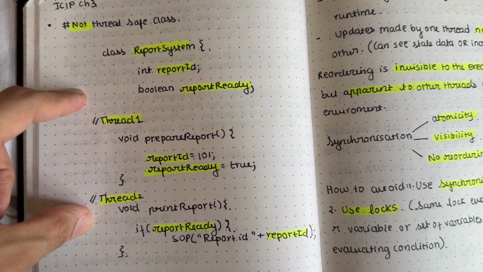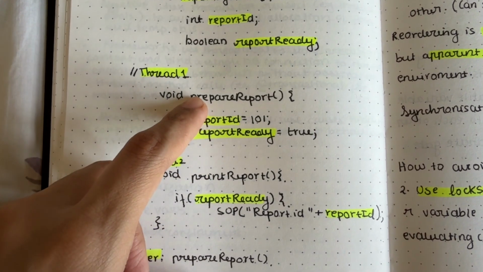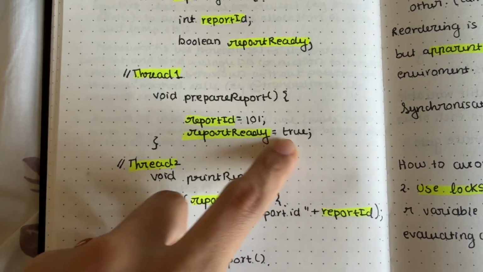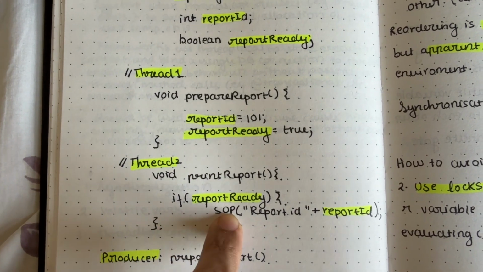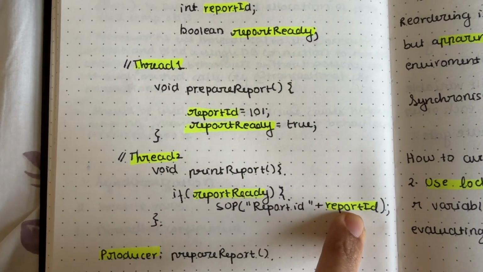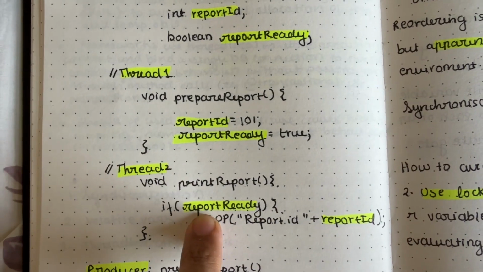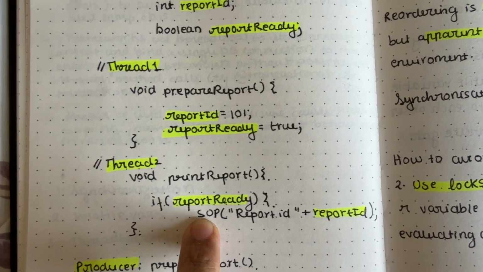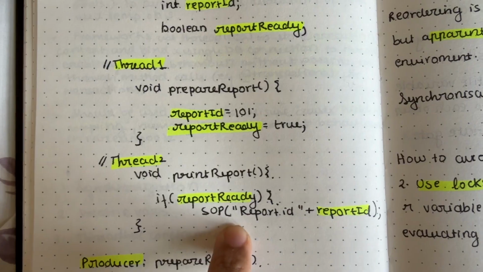Let's see what else can go wrong in this. Now let's see the code in prepareReport. We are assuming that when reportReady is set to true, the reportId will be 101. And that's the check we have written in thread 2's printReport. If reportReady is true, the reportId will be 101. This assumption is completely correct for a single-threaded system and this code will work there. But in multi-threaded systems, more things come into the picture and this code doesn't work.